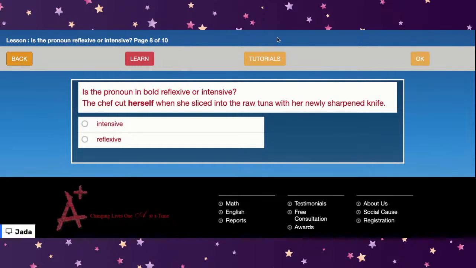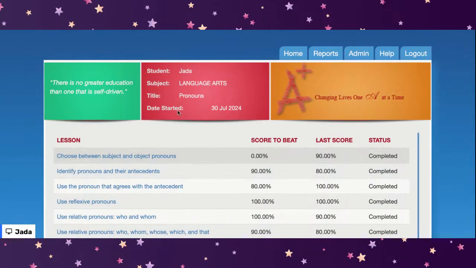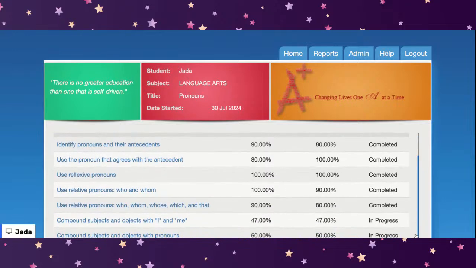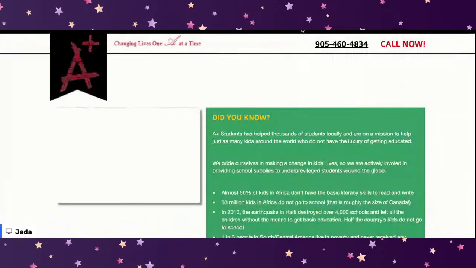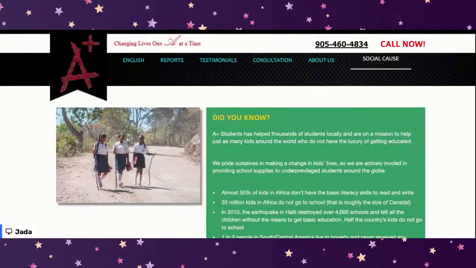Is it reflexive or intensive? You have to make sure that you understand carefully before you move on to doing the test. Okay, we've done all the lessons completely, even though we did that on 3 different days. I hope that you guys can take notes and then try to answer the questions, try to understand them carefully. Okay? So I do hope that you understand the lesson.